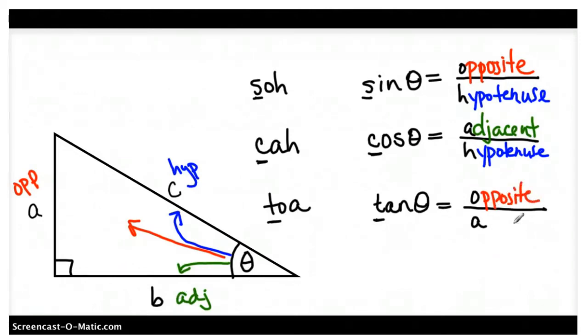So adjacent here. And we're going to use these to help us solve problems where we are given an angle and one of the sides and we need to find another side. That's when we use that. Remember, we used the Pythagorean theorem when we have two sides and need to figure out the third side. But when I'm given an angle and a side and I need to figure out another side, that's when I use SOHCAHTOA: sine, cosine, and or tangent.